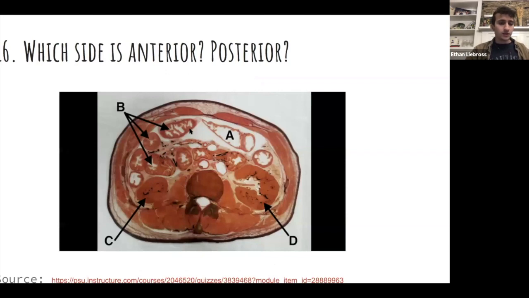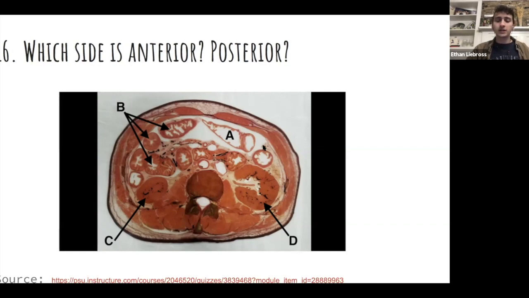So in this image, we see another cross section. This cross section is an inferior transverse cross section. So just to orient ourselves, the body is on the right side. So the left side of the human body is on the right side of this photo. So that's a little tricky.